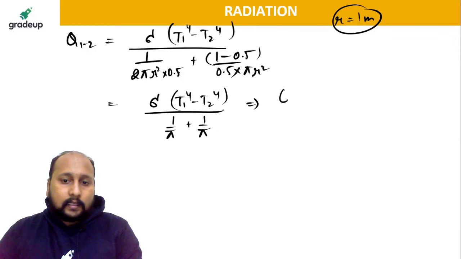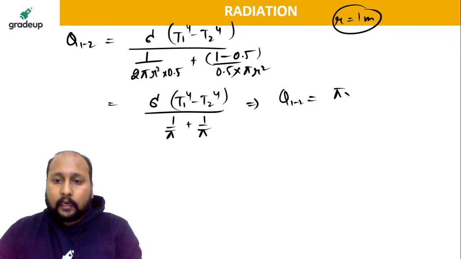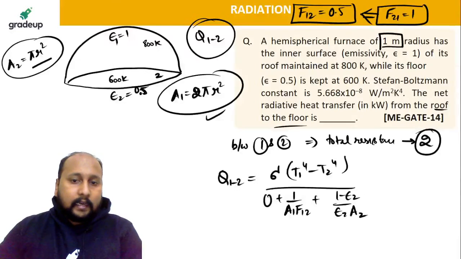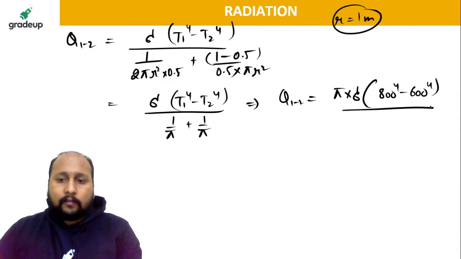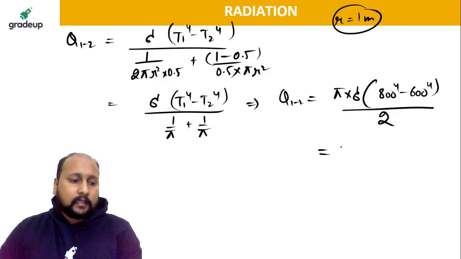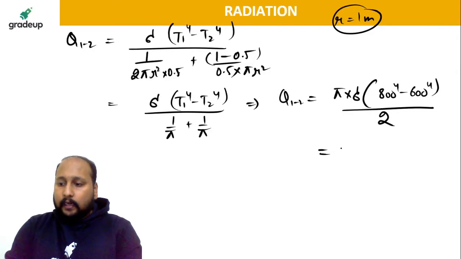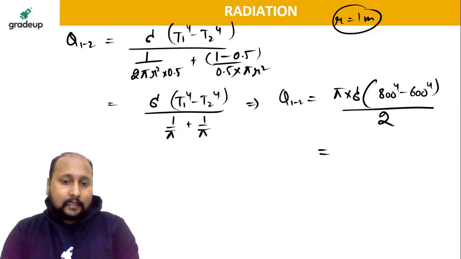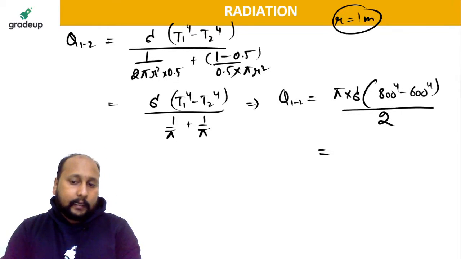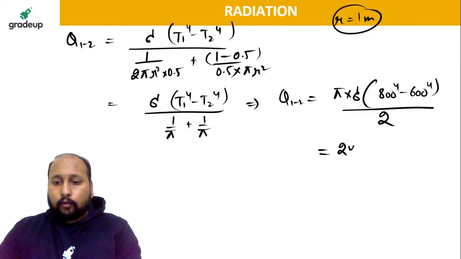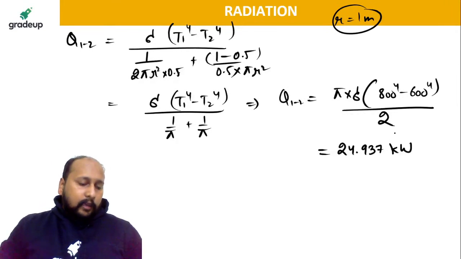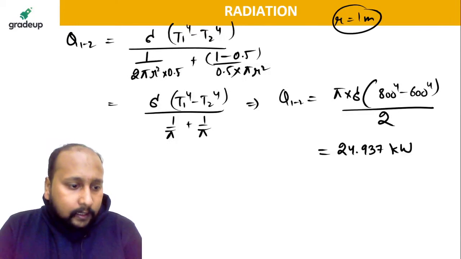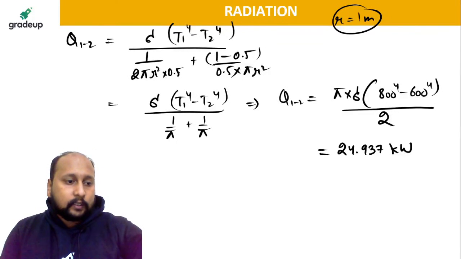So your final answer Q1 to 2 is equal to pi into sigma into (T1 is 800, 800 to the power 4 minus 600 to the power 4) divided by 2. This is your final answer. Solve it and tell me what is the answer. Very good, Mani. Mani Kandan has responded correctly. Absolutely correct. You will be getting 24.937 kilowatt. Okay, a little bit of calculation, but this was a very important question from GATE perspective.